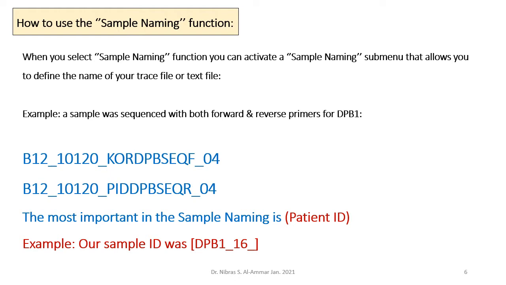R04, the reverse primer. Here, the most important part of the sample naming is the patient ID. For example, our patient sample here, the ID was DPB116. This is the ID of our patient 16, patient number 16.